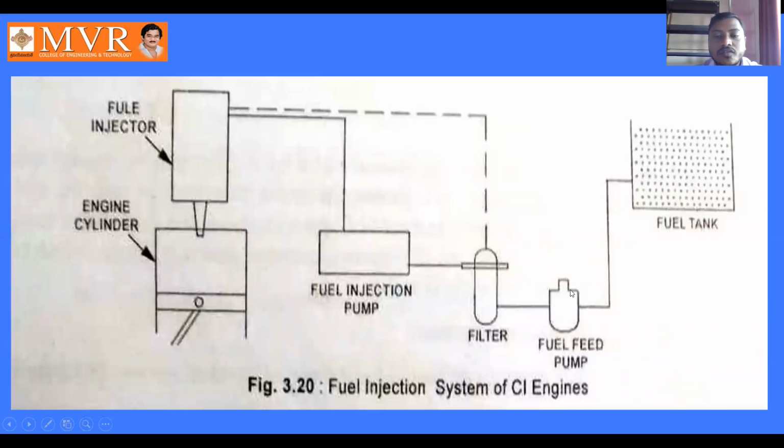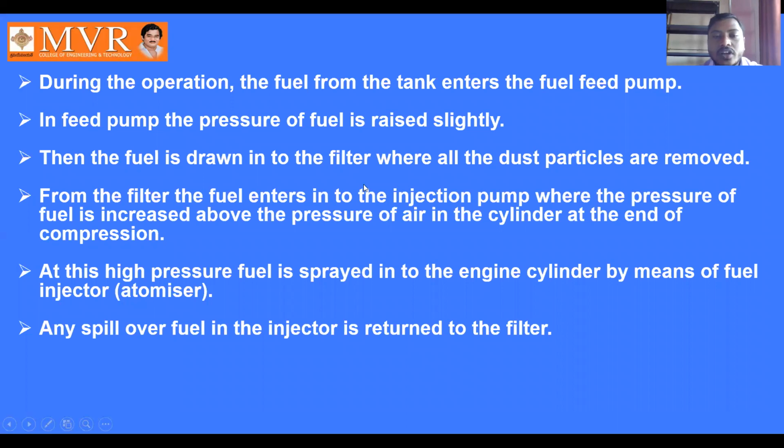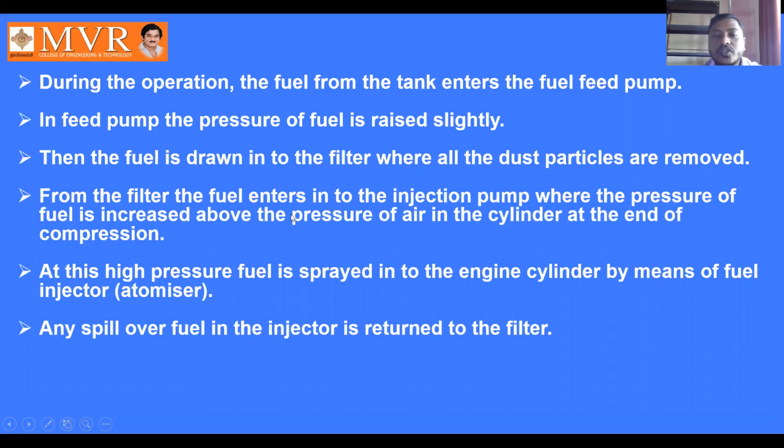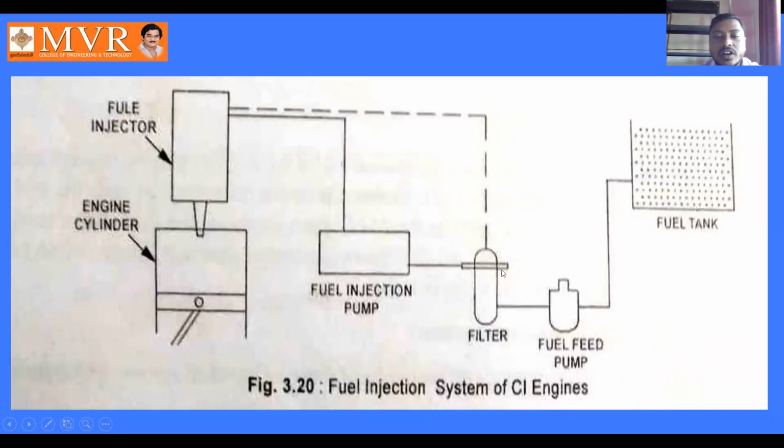Here in the fuel feed pump the pressure of the fuel is raised slightly, and then the fuel is drawn into the filter, where all the dust particles are removed. After the pressure has been raised somewhat, the fuel enters the filter, where the dust particles are removed. From the filter the fuel enters the injection pump, where the pressure of the fuel is increased. See here, after filtration the fuel enters the fuel injection pump.